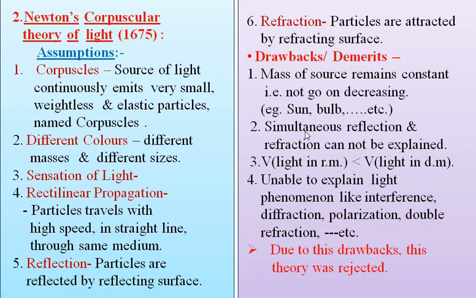Simultaneous reflection and refraction cannot be explained on the basis of Newton's corpuscular theory of light. According to Newton, the velocity of light in a rarer medium is less than the velocity of light in a denser medium. This theory is unable to explain some light phenomena like interference, diffraction, polarization, double refraction, etc. And due to these drawbacks, this theory was rejected.